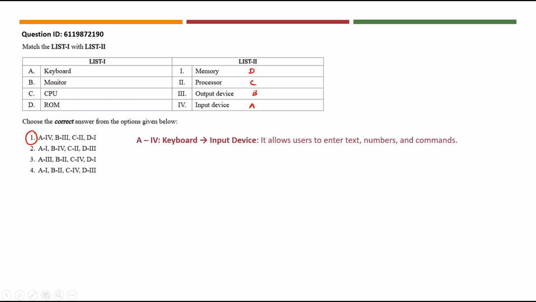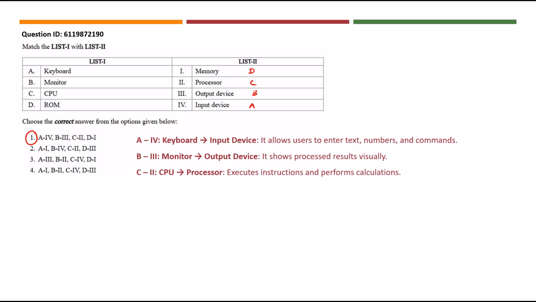Keyboard is an input device which allows user to enter text, numbers and commands. Monitor is an output device where it shows processed results visually. CPU is the processor which executes instructions and performs calculations. ROM is the memory part which stores permanent data needed for booting and system functions.